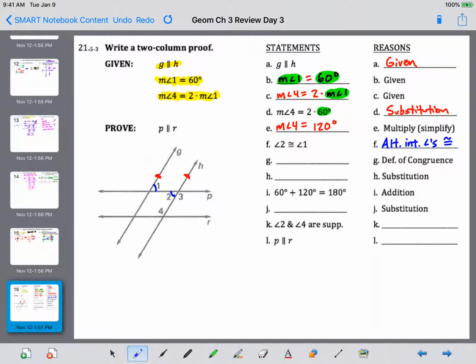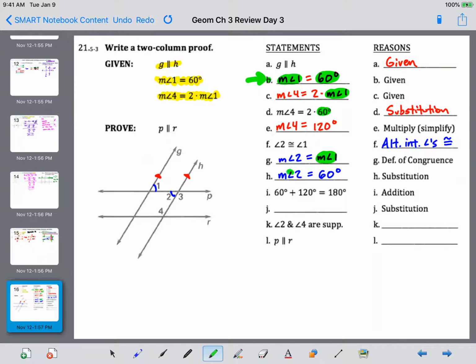Okay, next reason is the definition of congruence. So if the angles are congruent, I know the measure of angle 2 is equal to the measure of angle 1. And then we're going to do a couple substitutions here. So up above, I have the measure of angle 1. If you remember up here in statement B, that was 60 degrees. So that means the measure of angle 2 also has to be 60 degrees. And now we're going to just do a simple addition statement. We're saying 60 degrees plus 120 degrees is 180 degrees.